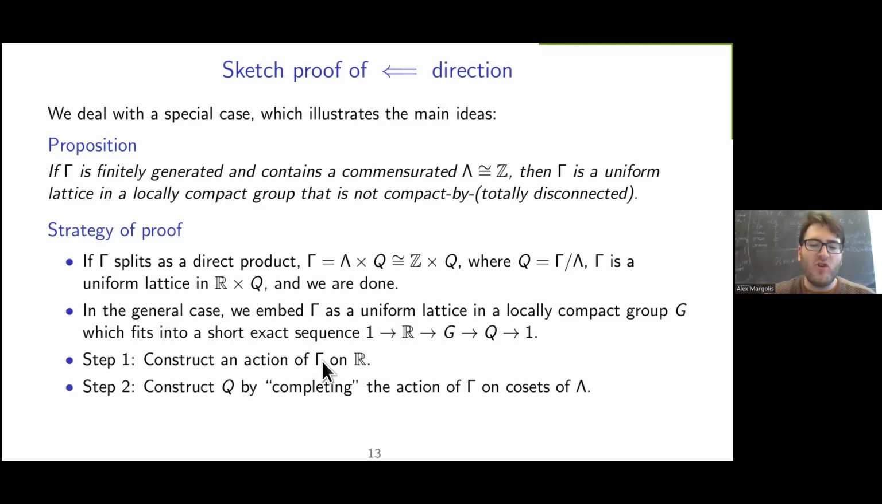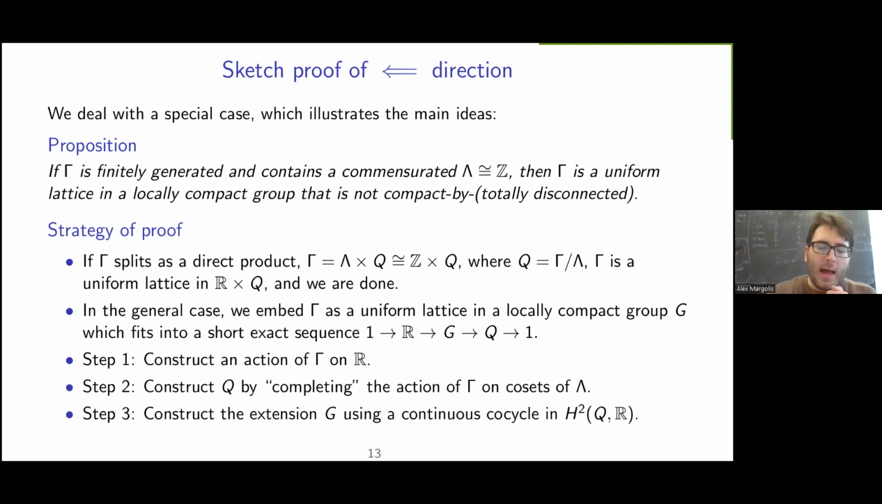Then we want to construct some group Q, which corresponds to some sort of completion of the action of gamma on the cosets of lambda. I'll say a little bit more about that in a minute. And the last step is to construct the extension G using cohomology. So we want to construct some continuous cocycle from H2Q in H2QR, and this defines the group G, which fits into this short exact sequence, and then you can show that gamma sits as a uniform lattice in this group G.